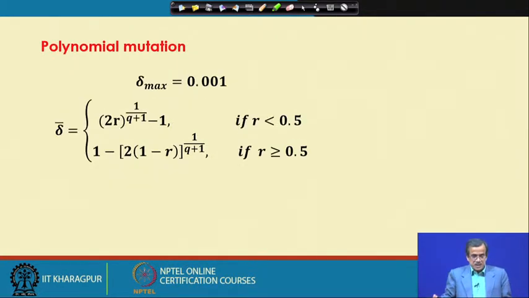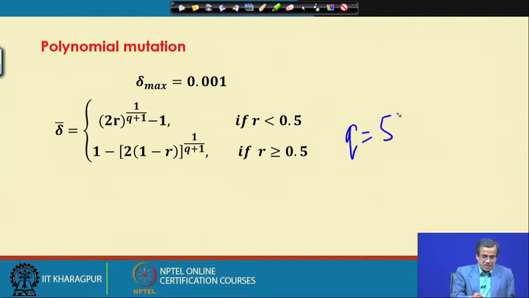Now, using this, what I will have to do is assign some value for this particular q. Let me consider q equals 5. Now, if q equals 5, I can find out this expression, and supposing that r is found to be less than 0.4, let us assume that.